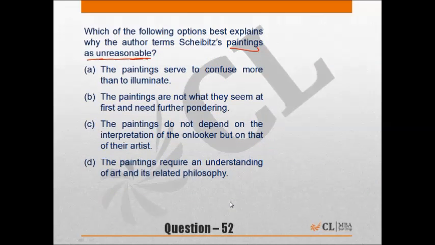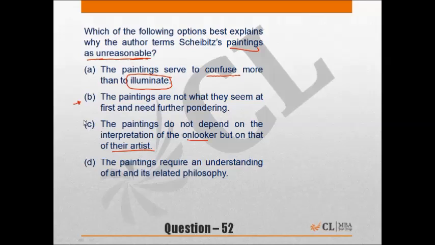Now let's go to the choices. The paintings served to confuse more than illuminate. Confuse is fine with me, but illuminate, is the purpose to illuminate? No, I'm not sure. Possibly A could be an answer if we don't get a better choice. Let's look at the next choice. Statement B. The paintings are not what they seem at first and need further pondering. Possibly yes, but let's look at statement C also. The paintings do not depend on the interpretation of the onlooker, but on that of the artist.